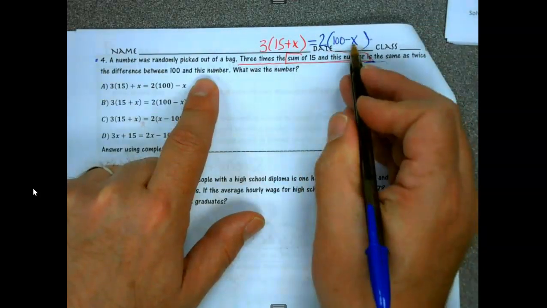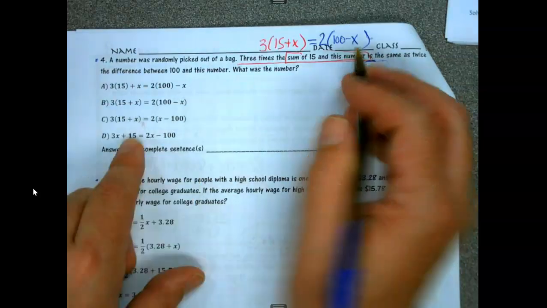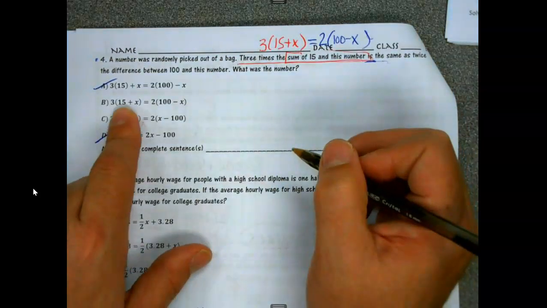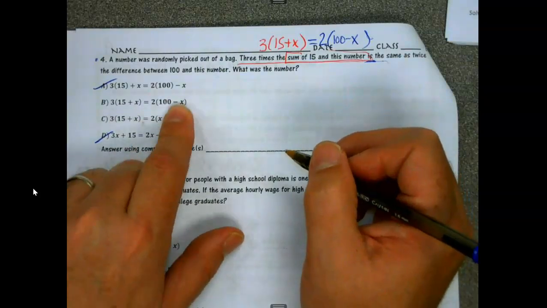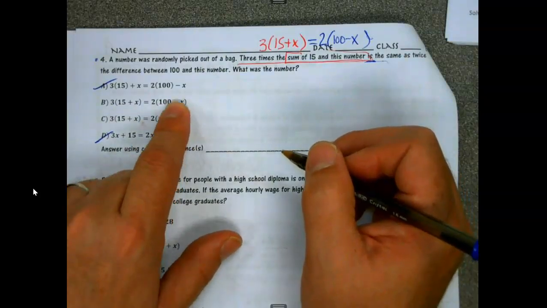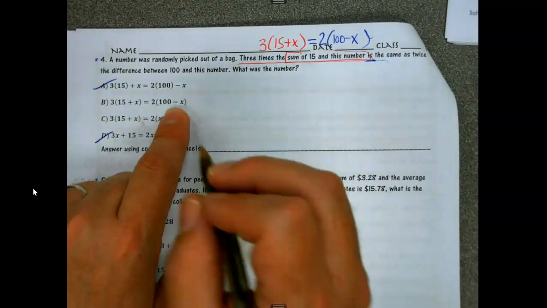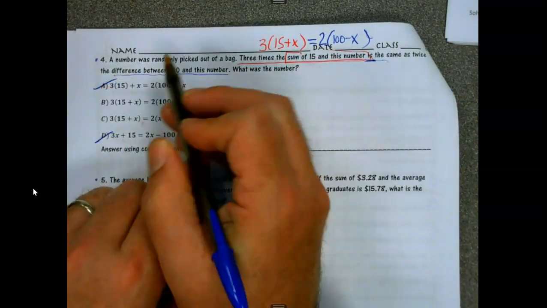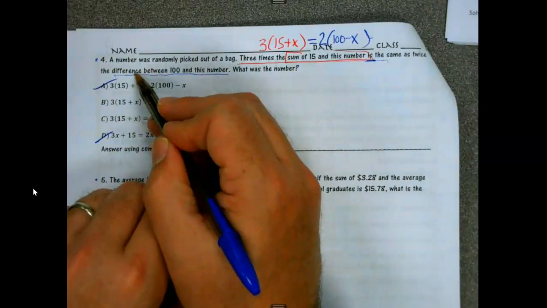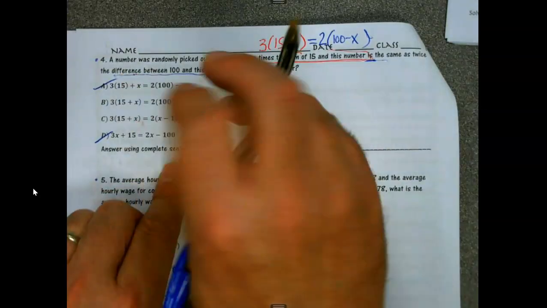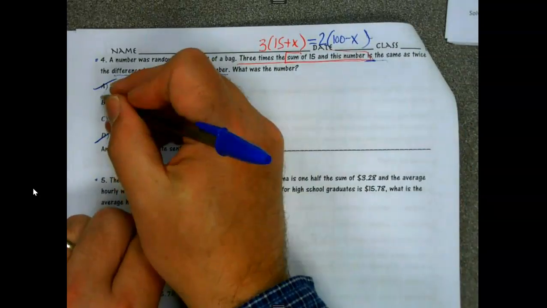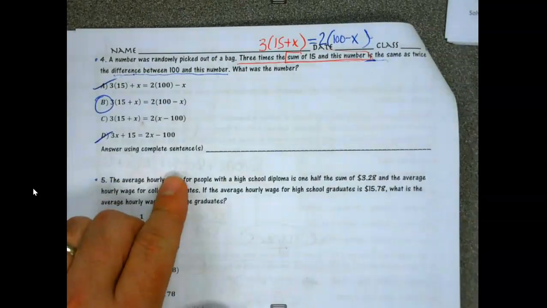Now that's the part I'm going to have to think about, because it's not that, and it's not that. Uh-oh. Oh, we were talking about this yesterday. Which one is it? Okay, let's read this again. The difference between 100 and this number. It doesn't say less than. Remember we talked yesterday, less than causes it to flip. This isn't less than. That's the one.